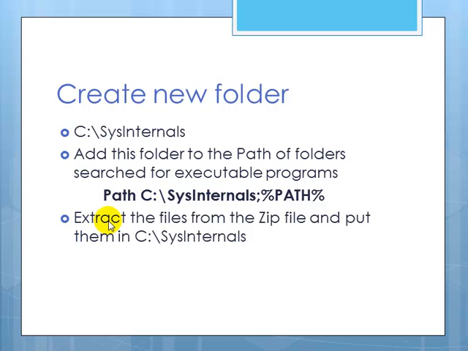Now, what's the path? I think we talked about that already. That's the list of folders where Windows will search for an executable program that you're trying to execute. So if it can't find it in one of the existing folders in the path, it will give you an error. Says it's not recognizable. So we need to add this list of programs, which are all in a new folder called SysInternals, to the path. So this is the exact command name, and you have to do this at the command prompt.